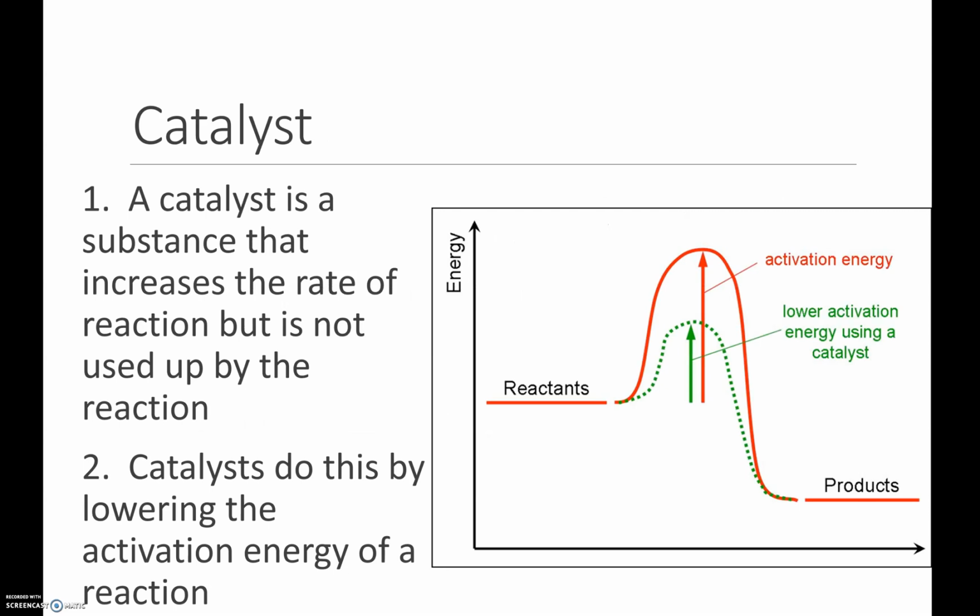Another thing that we could do is add a catalyst. Now, again, this isn't going to be one that you can do in the experiment that you are designing here, but it is something that you need to know about. So a catalyst is a substance that increases the rate of reaction, but it's not actually used up by the reaction. So it's not a reactant, it's just used in the experiment. And catalysts do this by lowering the activation energy for the reaction.